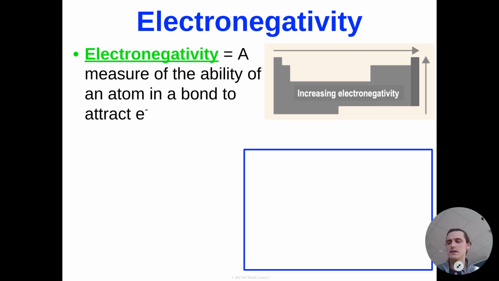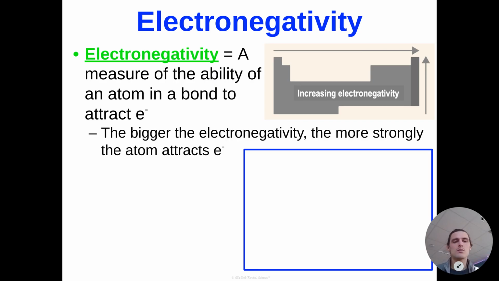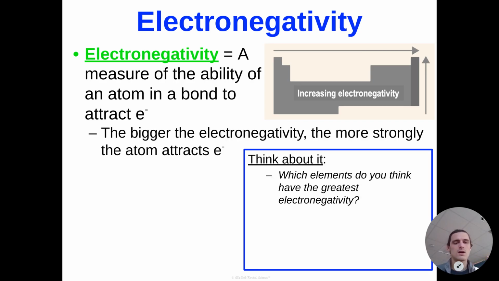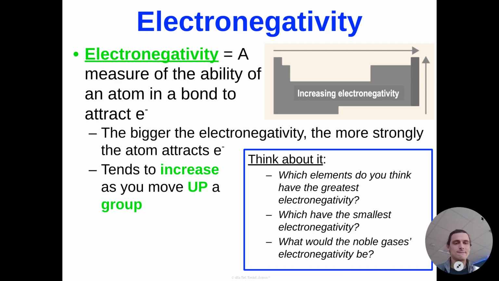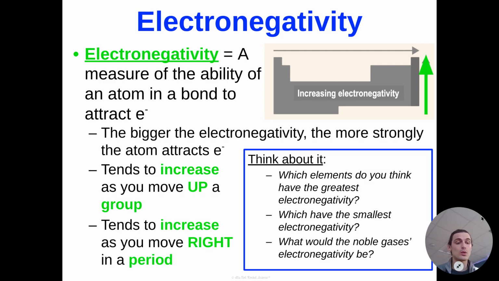And then electronegativity, finally here. This is a measure of the ability of an atom to bond, so it wants to attract electrons. Think of electronegativity as how much they want the electrons. The bigger the electronegativity, the more strongly they're going to attract electrons. Which elements do you think are most wanting to have those electrons? Which ones maybe have the smallest amount? Do the noble gases really have any electronegativity? Do they want any electrons? It tends to increase as you go up a group, and then as you move right, because those ones are really close to having that noble gas configuration. They want to look like noble gases, so they really want those electrons.